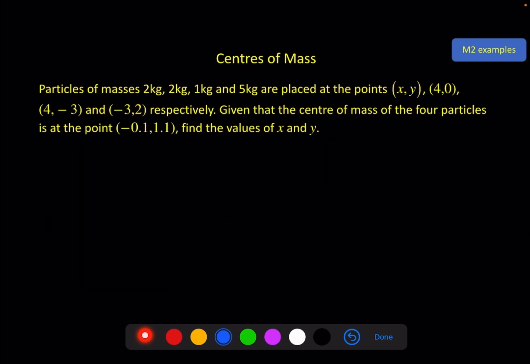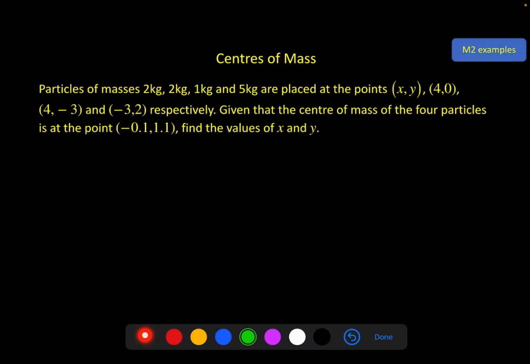Our next example has something different that is missing. Particles of masses these are placed at the points these, and you can see that one of these points is unknown. Given that the center of mass of the 4 particles is at the point this, so now we know the center of mass, find the values of x and y here. And don't panic, this is really very similar to what we've been doing already. The only difference is that our unknowns are going to be on the right hand side of the equation. So I form the same equation using the same formula in the same way.